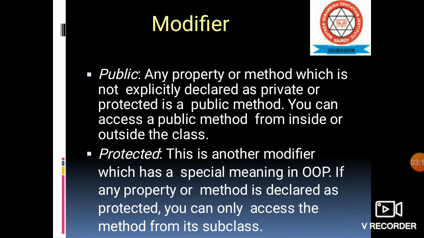Next modifier is the public modifier. Any property or method or variable which is not explicitly declared as private or protected is public. You can access a public method from inside or outside the class. Third modifier is protected. This is another modifier which has a special meaning in object-oriented programming. If any property or method is declared as protected, you can only access the method from its subclass.